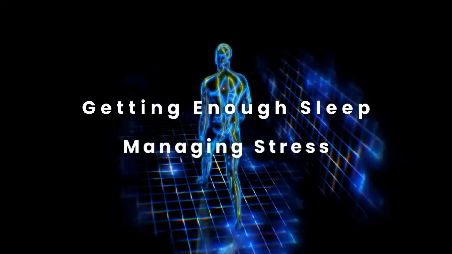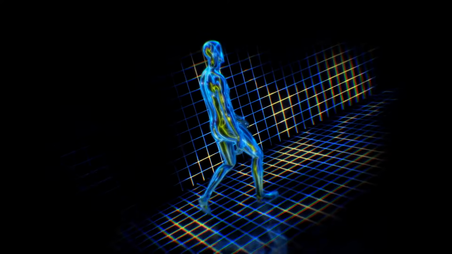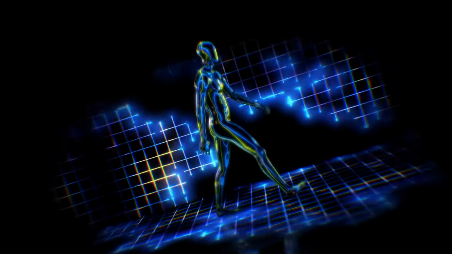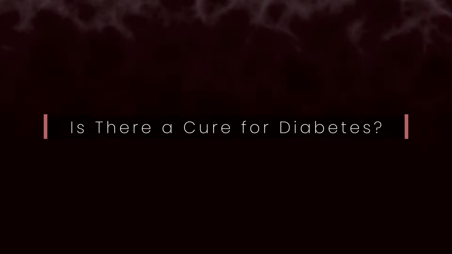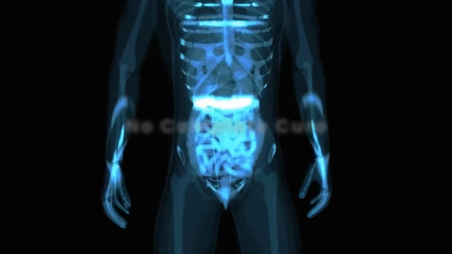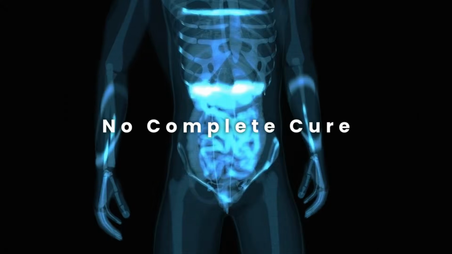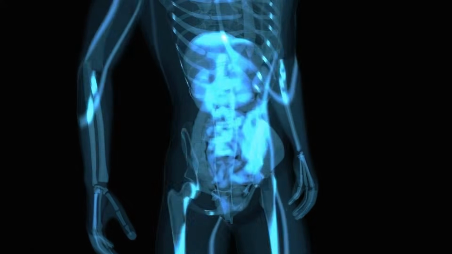Getting enough sleep and managing stress also improve blood sugar levels. Taking medicines or insulin exactly as the doctor recommends is important. Skipping doses can make sugar levels dangerous. Is there a cure for diabetes? Many people hope for a permanent cure for diabetes, but currently there is no complete cure. Type 1 diabetes cannot be cured because the body stops making insulin permanently.